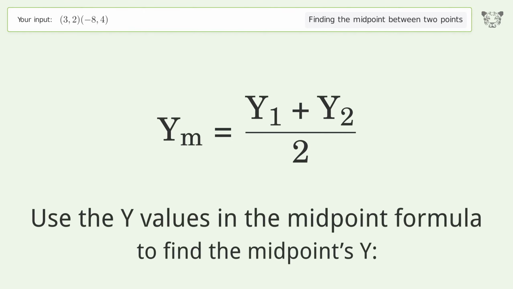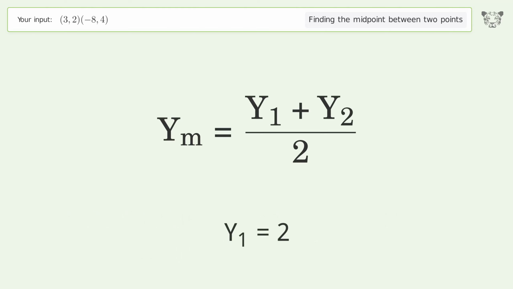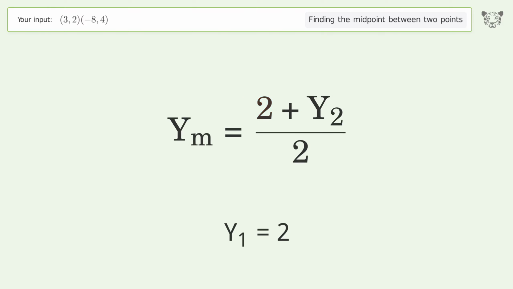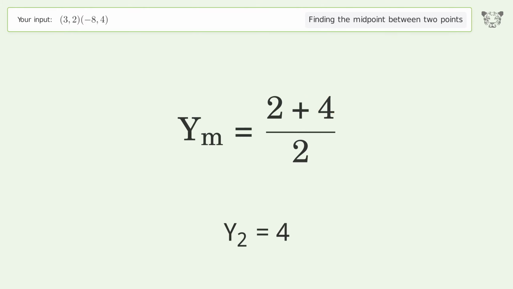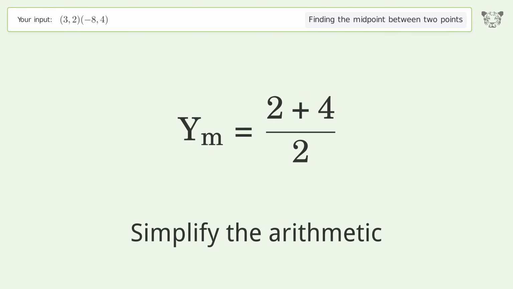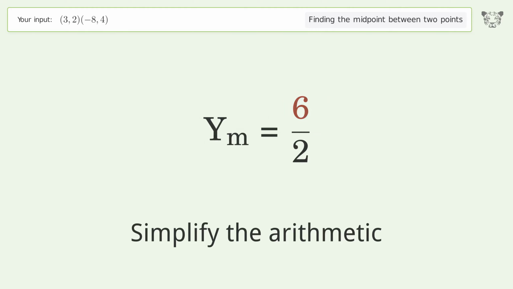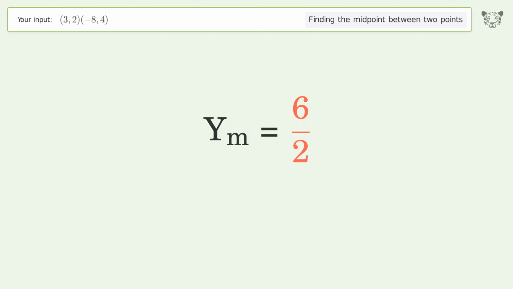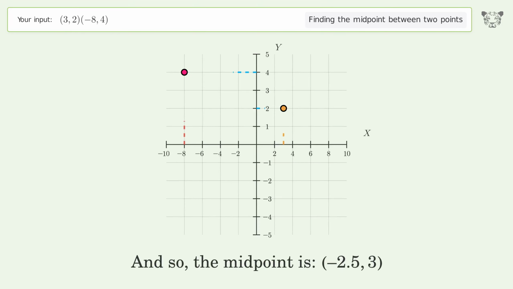Use the y values in the midpoint formula to find the midpoint's y. y1 equals 2. y2 equals 4. Simplify the arithmetic. And so, the midpoint is negative 2.5, 3.